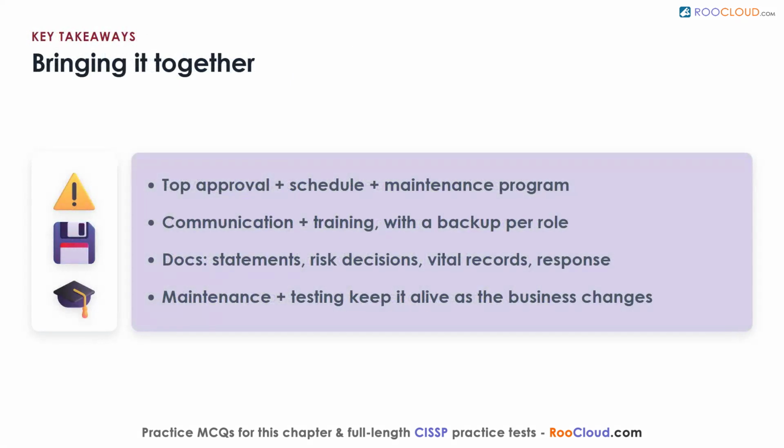So let's bring it together. Approval from the top gives the plan authority, and a solid implementation schedule plus a standing maintenance program put it into motion. Communication and training, with a backup for every role, make sure people can actually execute it. The written documentation captures the goals and key statements, the risk assessment and acceptance decisions, the vital records program, and the emergency response guidelines. And ongoing maintenance and testing keep it alive as the business changes. Get this phase right, and your continuity work becomes a durable capability rather than a document on a shelf.